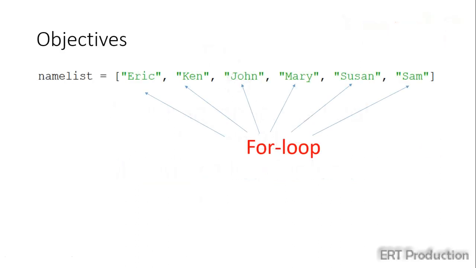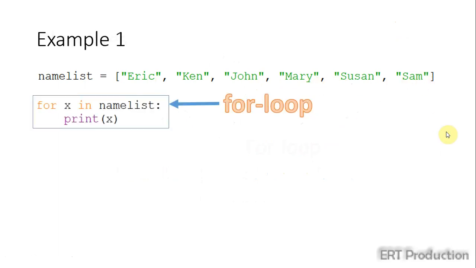The objective of today is to use a kind of looping method called for loop to process the data in this list one by one. Now I will introduce a looping method called for loop.